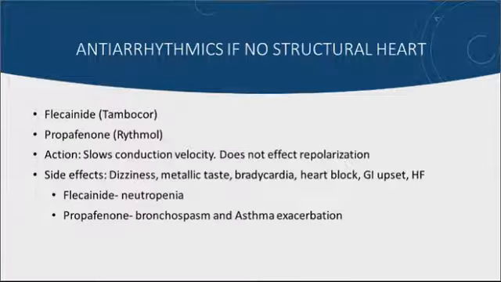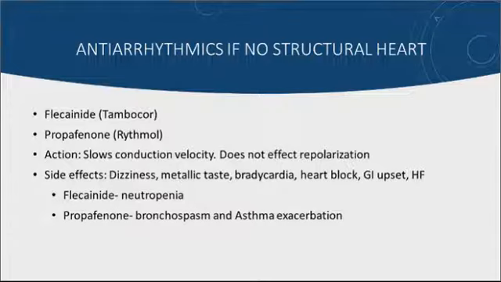Antiarrhythmics. If they have no structural heart damage, you can give flecainide or propafenone. These slow the conduction velocity but do not affect repolarization. So it's not going to be like adenosine that just stops the impulses from going through. Side effects: dizziness, metallic taste, bradycardia, heart block, GI upset, heart failure. Flecainide can affect your white blood cells. Propafenone can cause bronchospasm, so obviously you would not give propafenone to somebody with asthma.